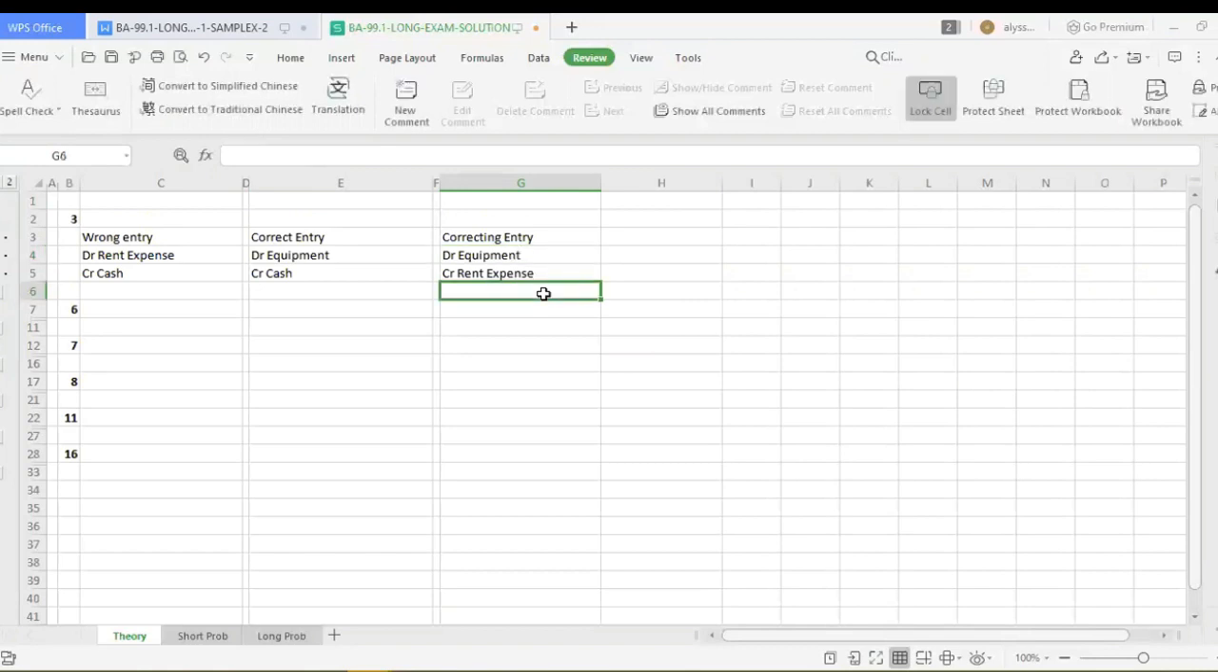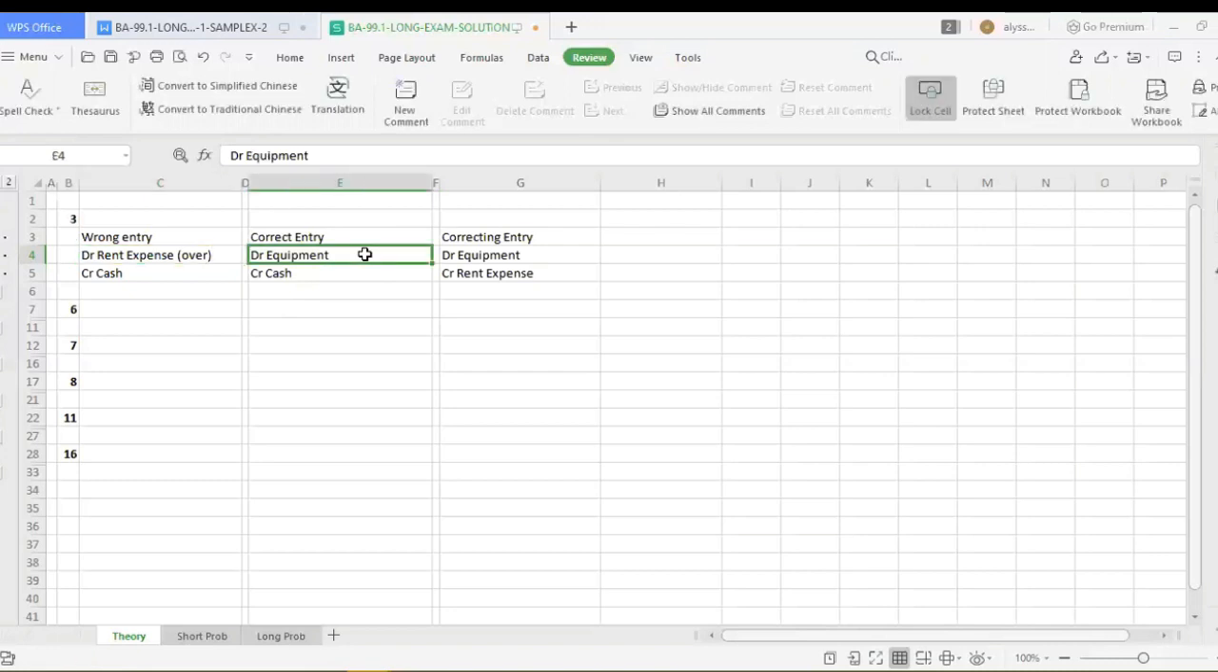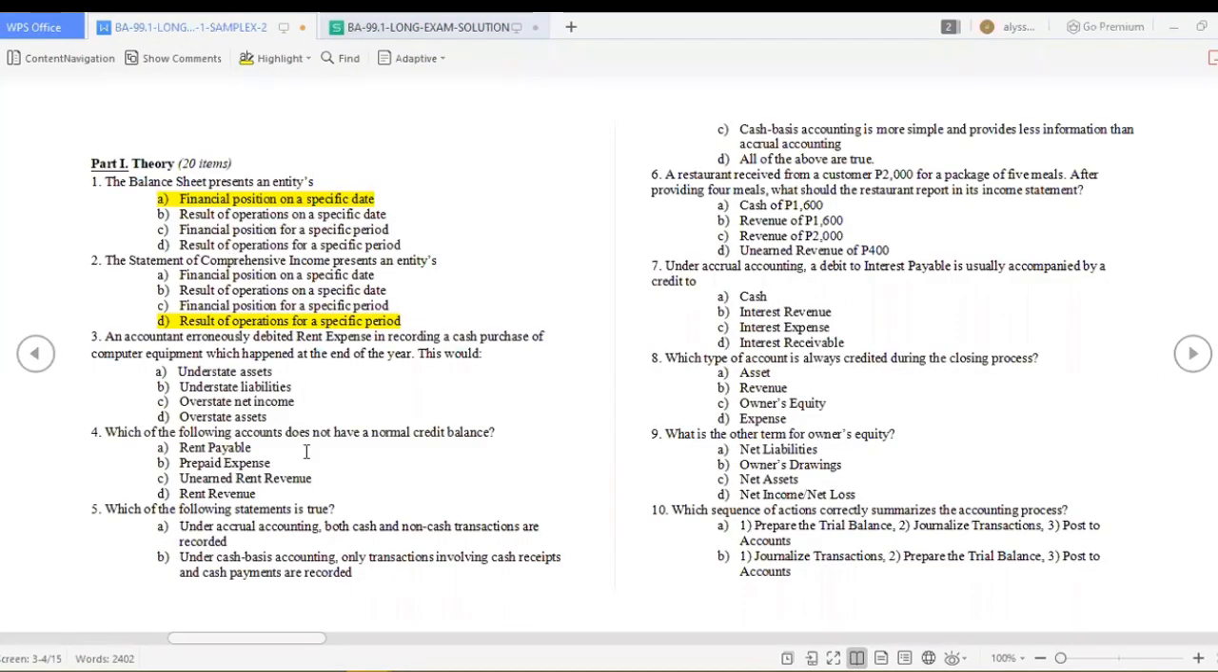So without this correcting entry, our expense is overstated, since you recognized it as an expense. It should be the asset. So the asset is understated. Looking at the choices, the correct answer is letter A, understated asset.